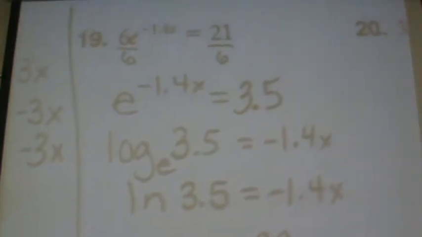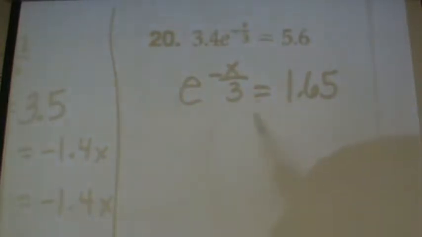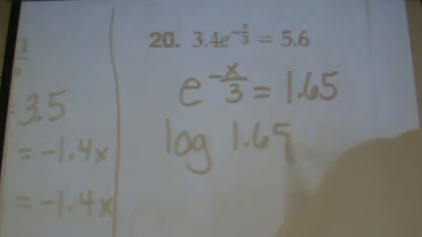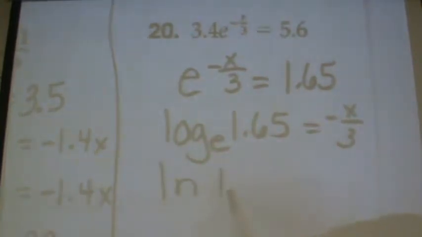And number 20. Divide by 3.4. You get 1.65. And it's negative x over 3. Okay, so you're going to translate this to log 1.65 base e, which is ln. Okay, then what?